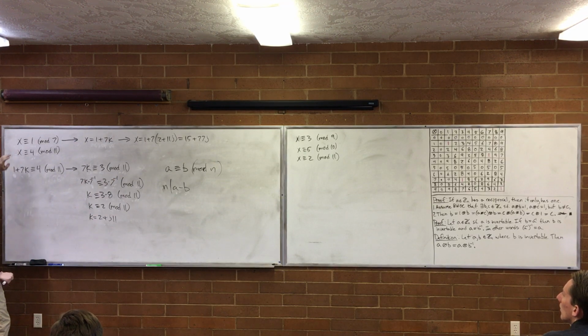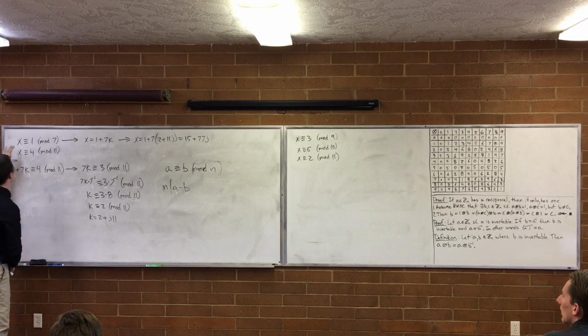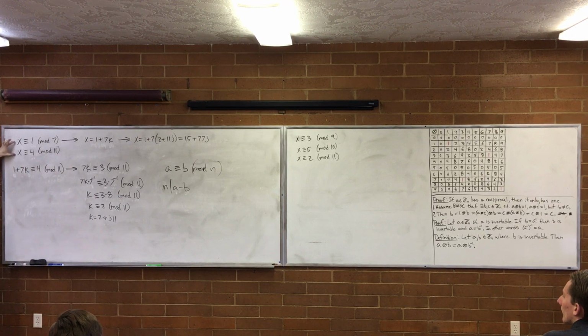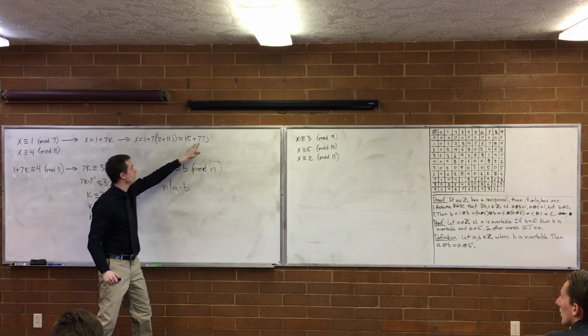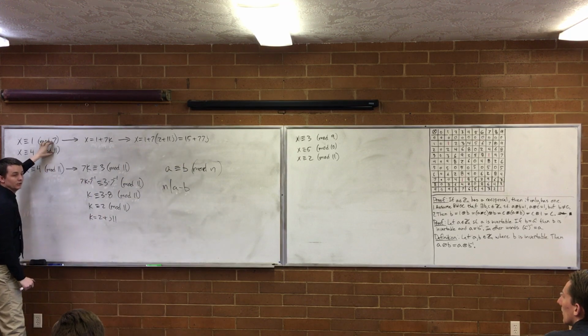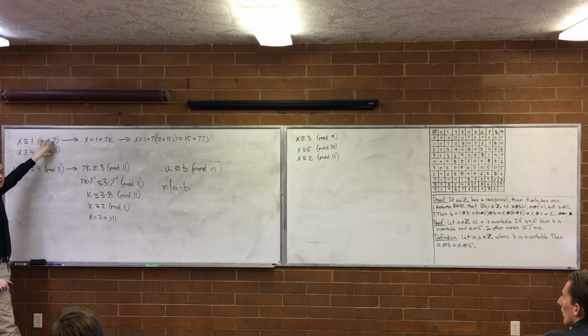Now, as a general rule, once you find a solution to both these equations, it's going to be that solution plus any multiple of their mods. So the fact that 77 is a product of 7 and 11 is not a coincidence. That will always be the case.